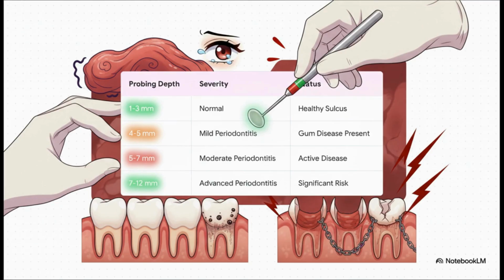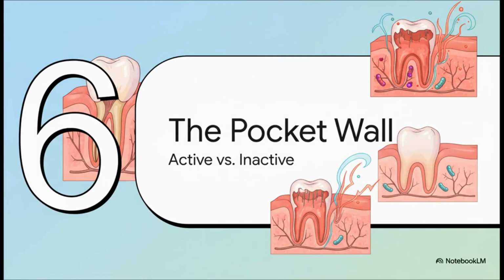Once you hit 4 or 5 millimeters, that's a sign of mild periodontitis. As those numbers climb up to 7 millimeters and beyond, we are now in the territory of advanced disease, and the risk of losing that tooth becomes very, very real. But hold on, that depth measurement is only one part of the story.